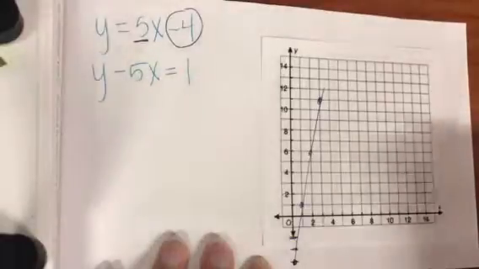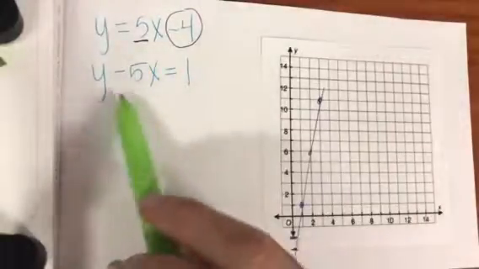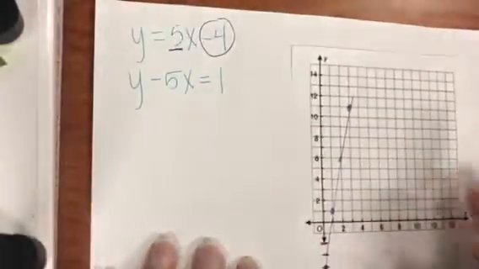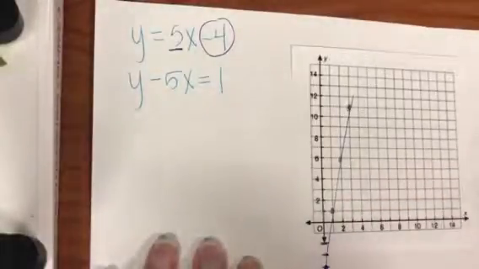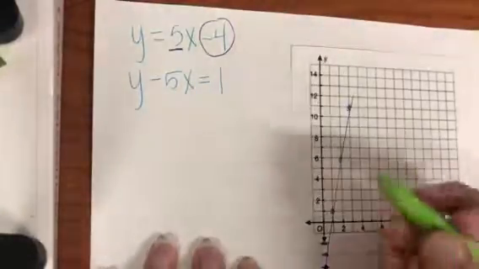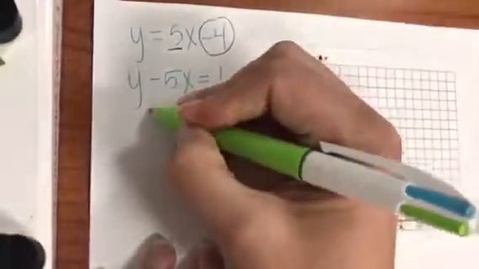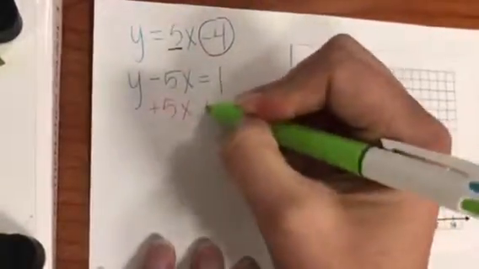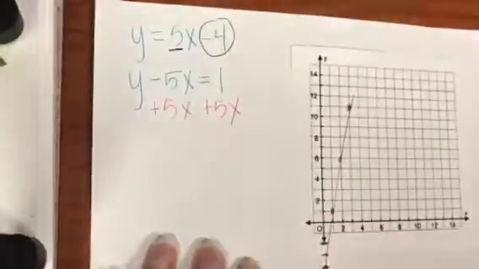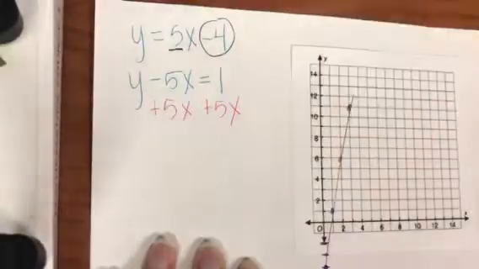Okay, what's happening here? My y is not by itself, so that means I'm going to have to do something to make sure my y is by itself. Should I add 5x? I think that would be a great idea. So I'm going to go ahead and add 5x to both sides. But wait, hold on, Miss Green. I have a question. Why didn't I divide by 5?